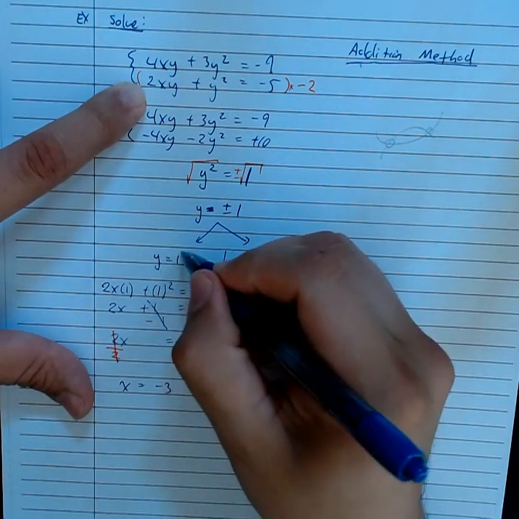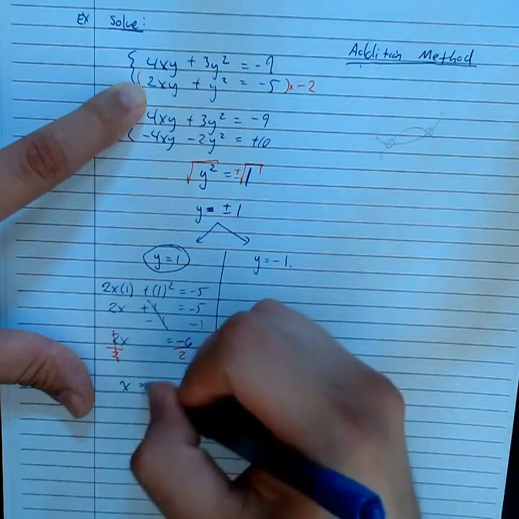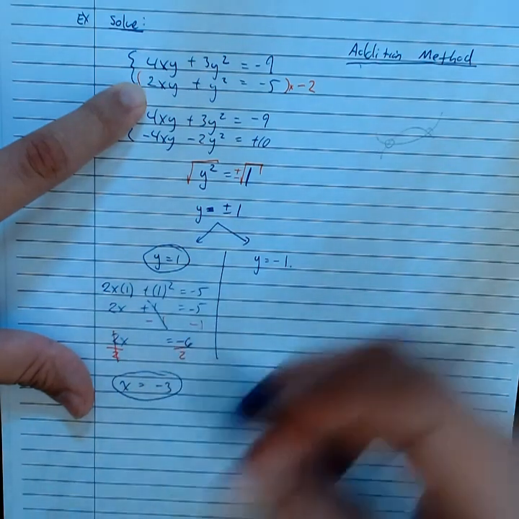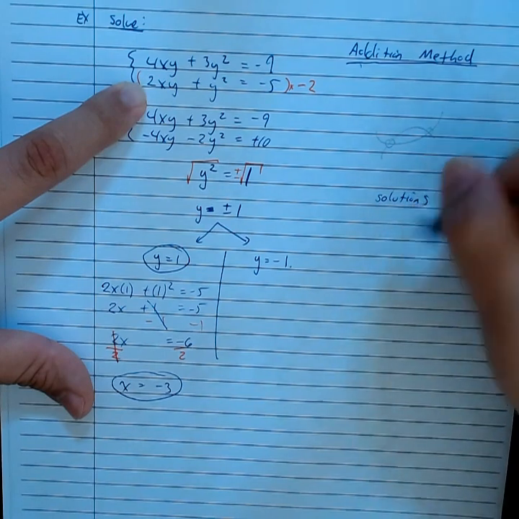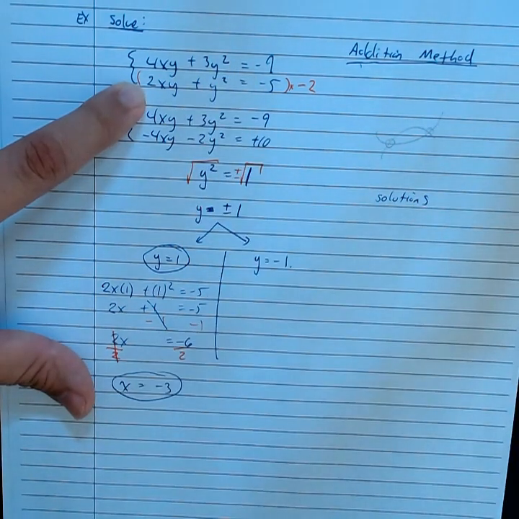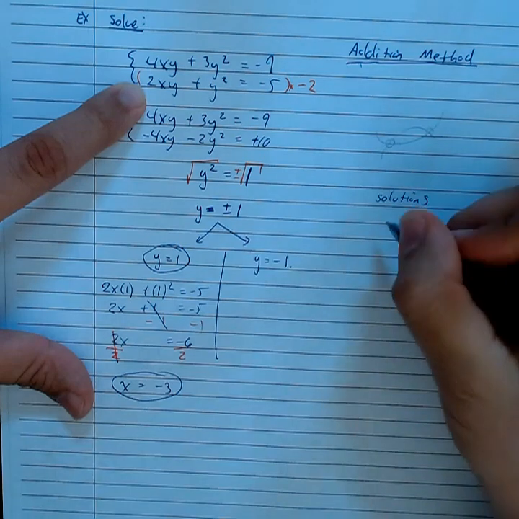So there we go. If my y is positive 1, my x is negative 3. So that's going to be one of my solutions. The solution to my system is going to be negative 3, comma 1.